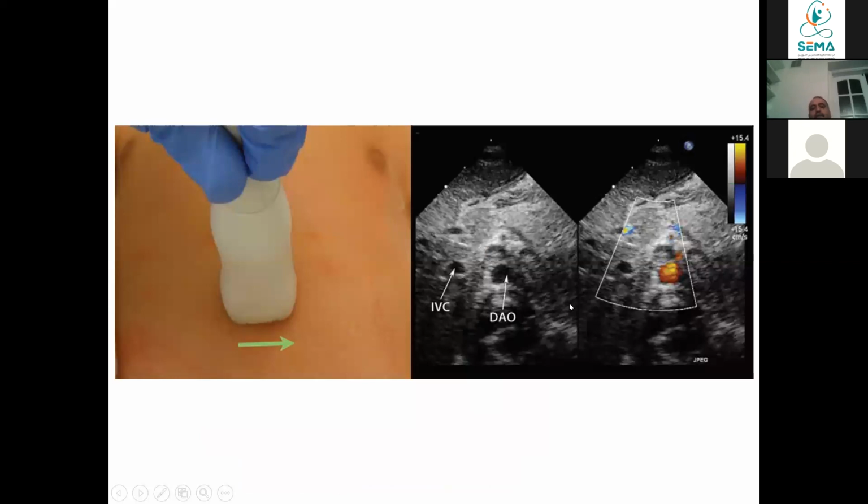And here, after you optimize the images, you will see this image. So you have the descending aorta. This is the descending aorta, and this is the IVC. And here is the vertebra.